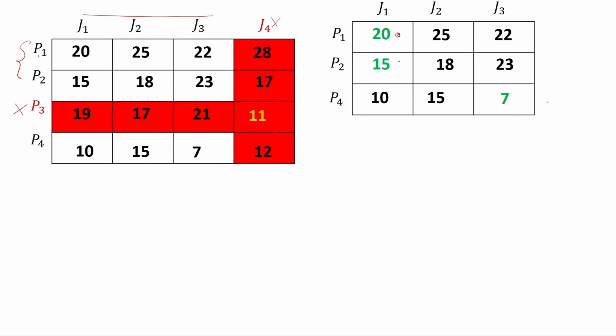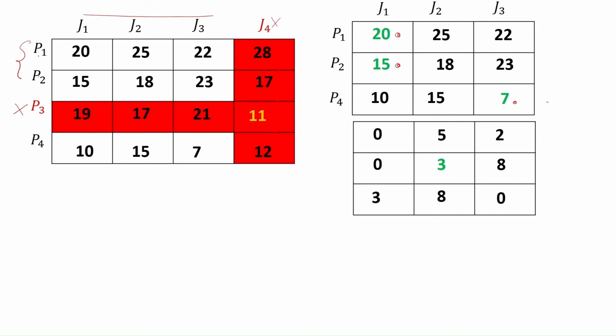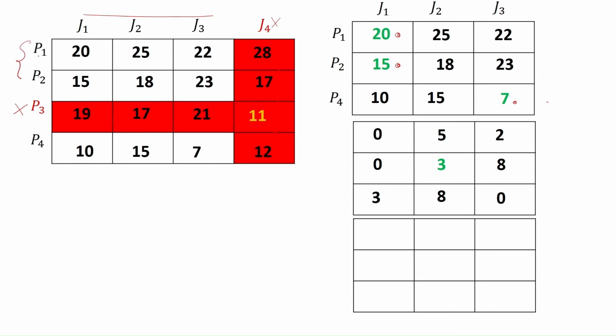Identify the row minimum, which is 20 in the first row. In this row it is 15, in this row it is 7. We subtract, we get this matrix. Next step, what do we do? We subtract the column minimum. The first column minimum is 0, so no change. The second column minimum is 3, so there would be a change. You get 5 minus 3, that is 2, 3 minus 3, that is 0, 8 minus 3, that is 5. In the last column also there is a 0, so the minimum element is 0, so there will be no change.